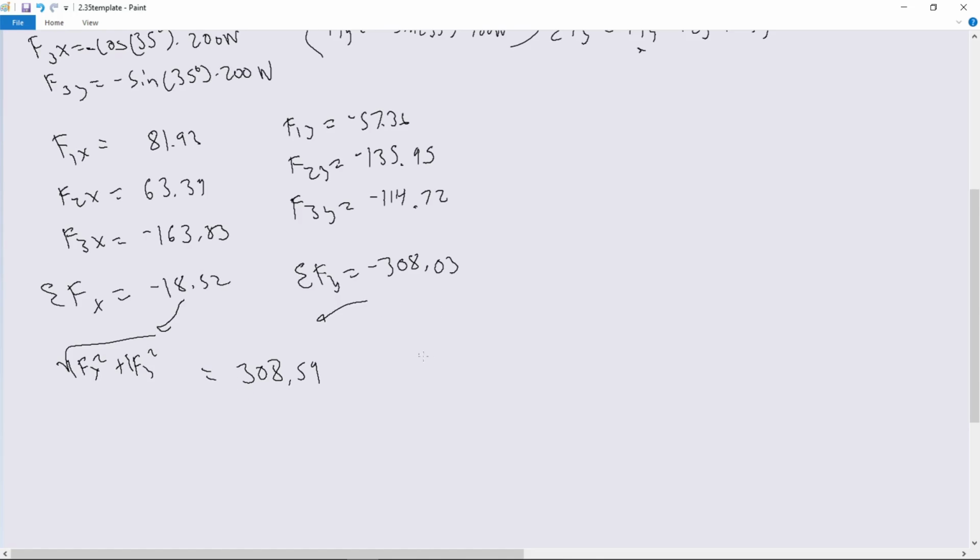So if we redraw it and plot these points, in the x direction we have negative 18, and in the y direction we have negative 308. So we have a force that kind of looks like that right now. And we want to try to find this angle right here. And to find this angle, we can use tangent, so TOA, opposite over adjacent. So tangent theta equals opposite, which is 308.03, over adjacent, which is negative 18.52. And if you move tangent to the other side and solve for theta, this comes out to be 86.56, and this is from the negative x axis.